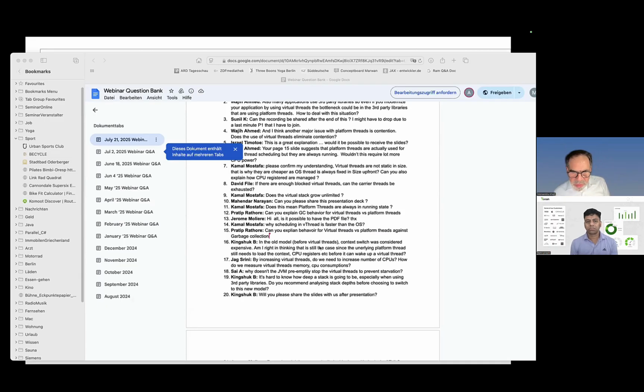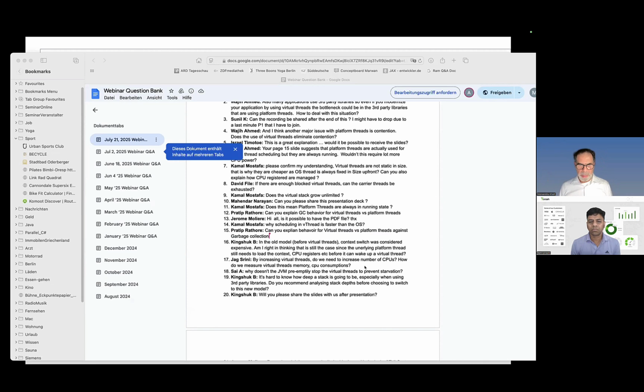And the second part of the question is, how do we measure virtual threads memory and CPU consumption? You see the CPU consumption in your task manager as before, because virtual threads do only use CPU when they are running on top of an operating system thread.